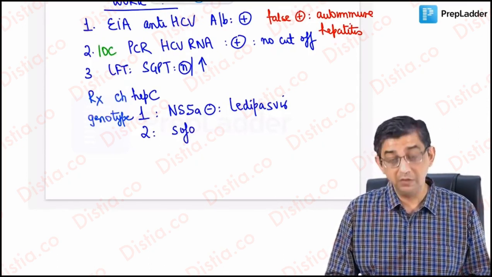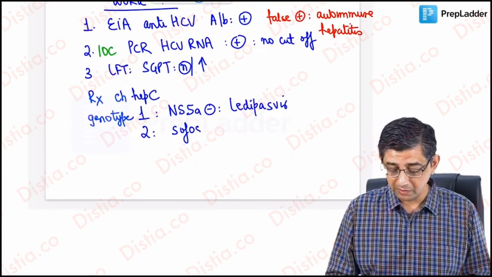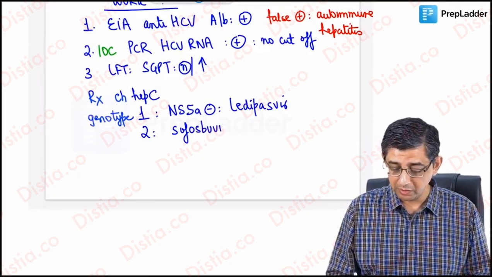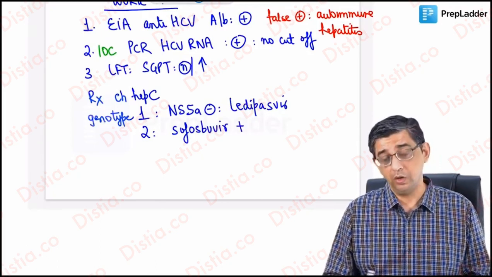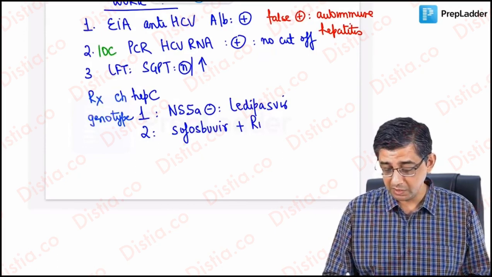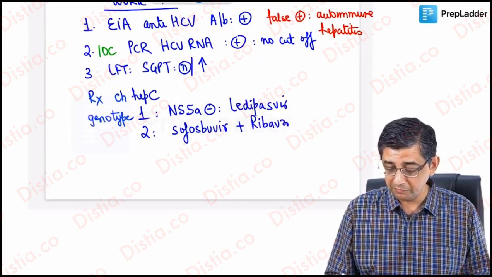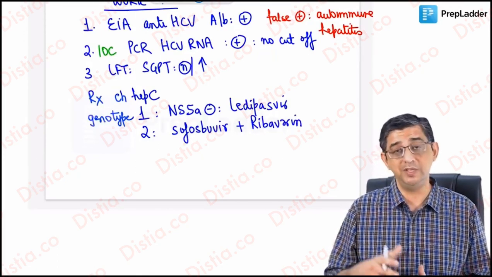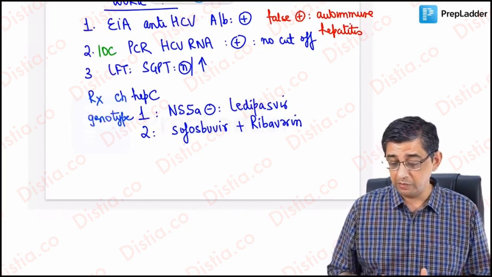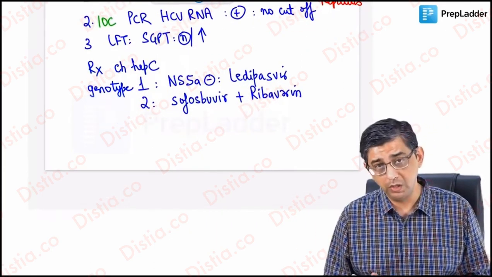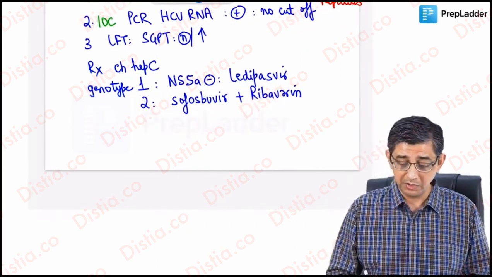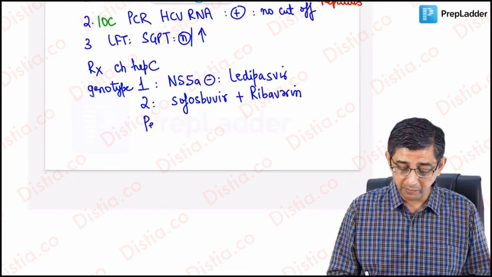And for genotype 2, we will be using sofosbuvir. This is relatively an expensive molecule, sofosbuvir. And along with this, we use ribavirin. Yes, the same ribavirin which we study in pediatrics for RSV associated bronchiolitis, and ribavirin was even tried in COVID-19 pneumonia, though it did not show any effect. So I just want you to be familiar with the drugs that I mentioned here.